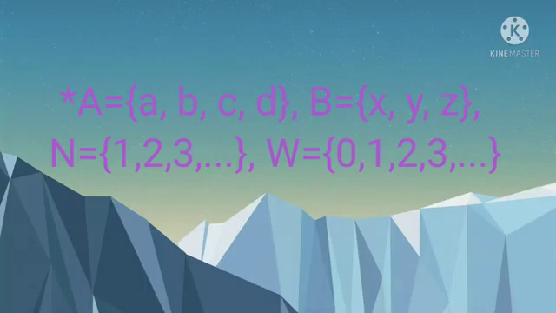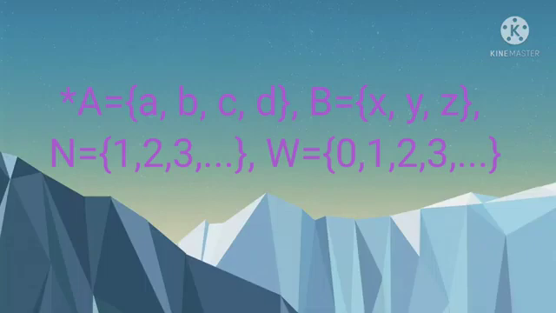Here we are talking about the number of elements. If we can count the number of elements in a set, that set is called a finite set. That means we can count the number of elements in that set. In the above examples, the sets N and W also contain elements, but we cannot count the number of elements. Those types of sets are called infinite sets.